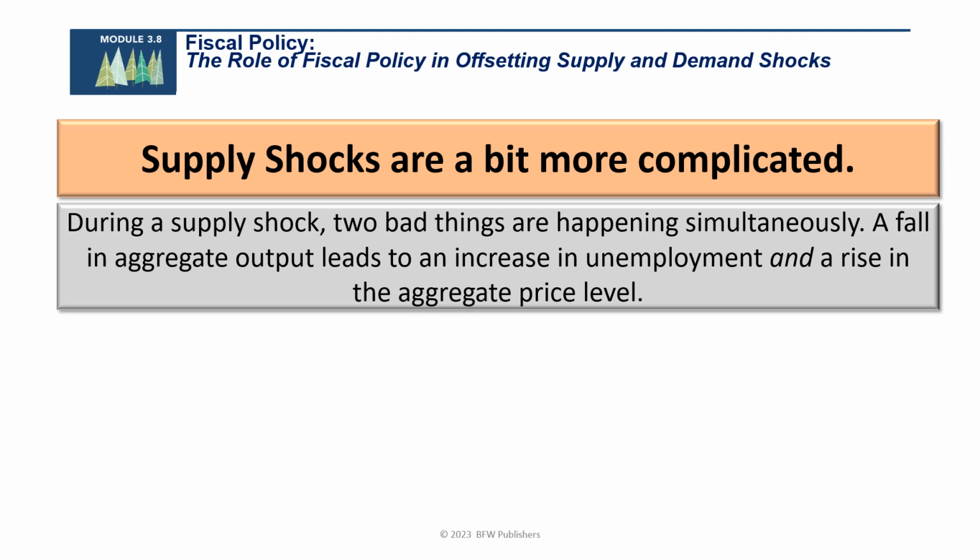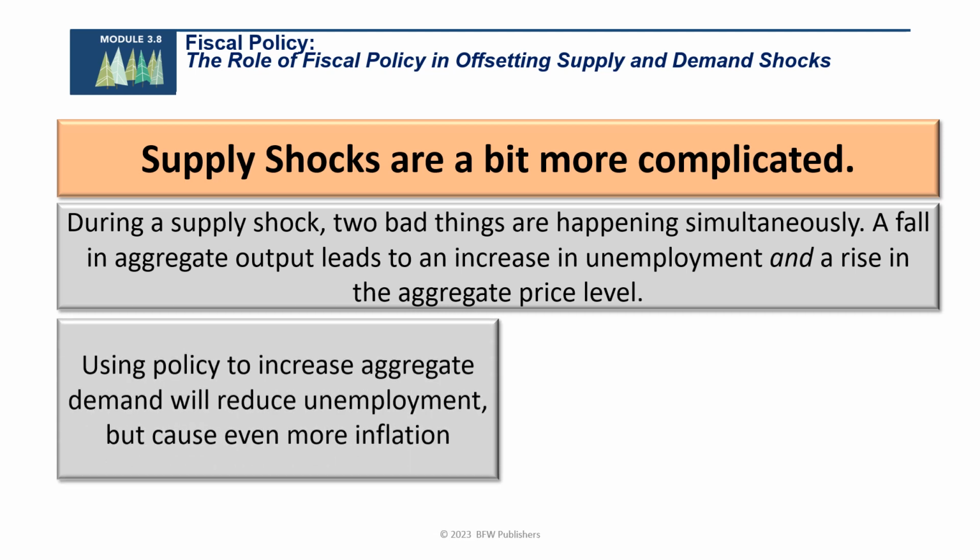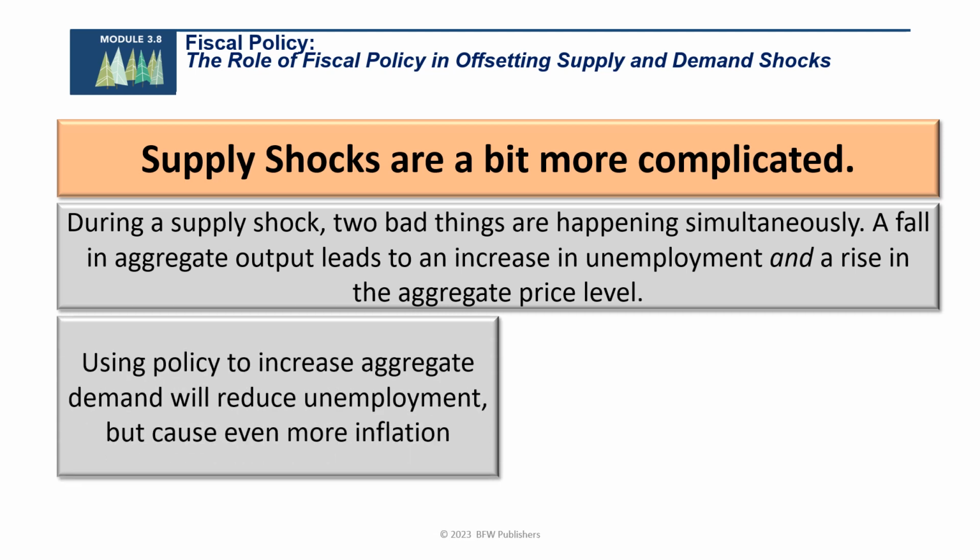Real GDP is falling, unemployment is rising. At the same time, price level is increasing. So what should the federal government do as far as fiscal policy options? Well, perhaps the federal government could try to relieve recessionary issues of weak GDP and high unemployment by using expansionary fiscal policy, right? Cutting taxes and increasing government spending, but that would cause more inflation.